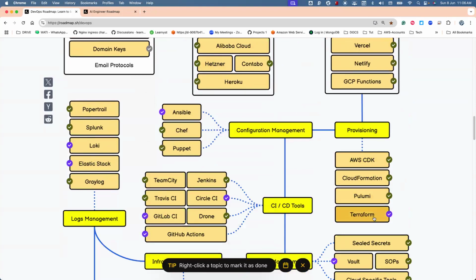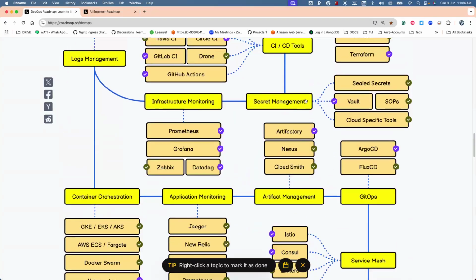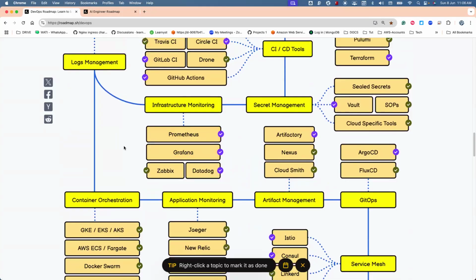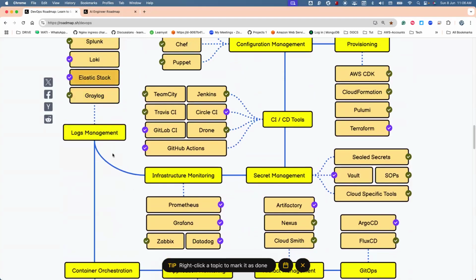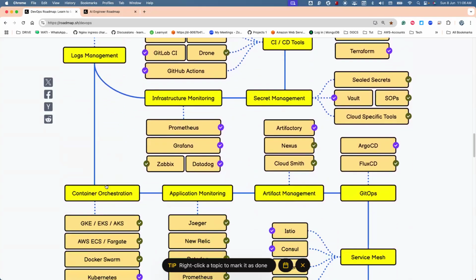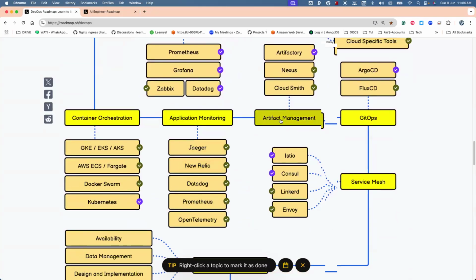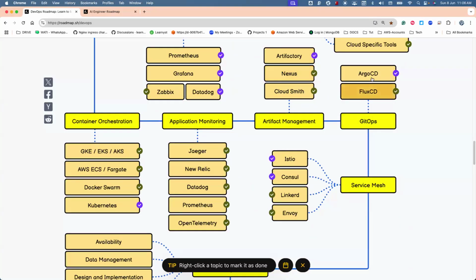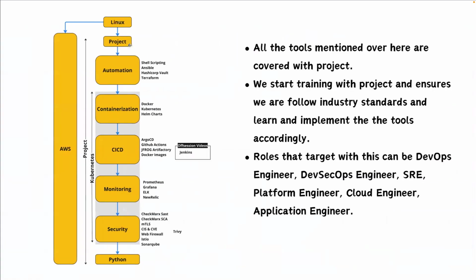Now, provisioning, by the way, so we have Terraform in the syllabus, configuration management, we have Ansible, CI/CD tools, you have GitHub Actions, secret management, we have Vault, infrastructure monitoring, we have Prometheus, Grafana, log management, you have Elastic Stack, and orchestration tools, we have Kubernetes in the syllabus. Application monitoring, we are taking New Relic. Artifact management, we use Artifactory. GitOps we do is Argo CD. Service mesh we use is Istio, and some patterns, by the way. So that covers everything.